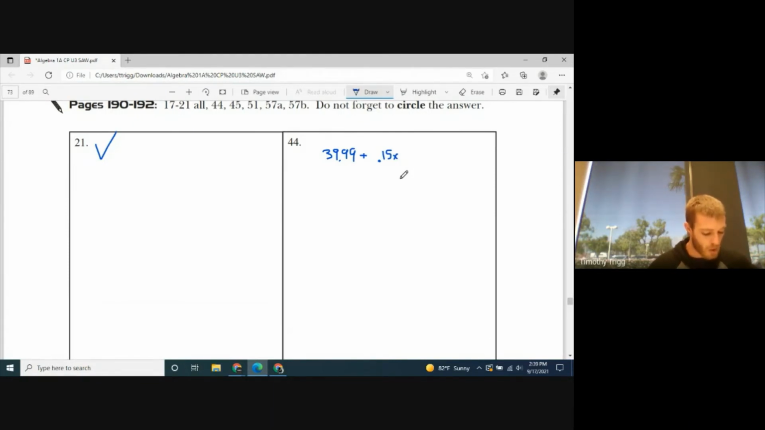But we have at most $45 to spend. So this is the amount we're spending. The amount we're spending needs to be less than or equal to $45. So what would we do first to help us solve for X? We're going to subtract $39.99 from both sides of the inequality. That'll leave us with 0.15x on the left is less than or equal to, and then here, this would give us $5.01. Divide both sides by 0.15.